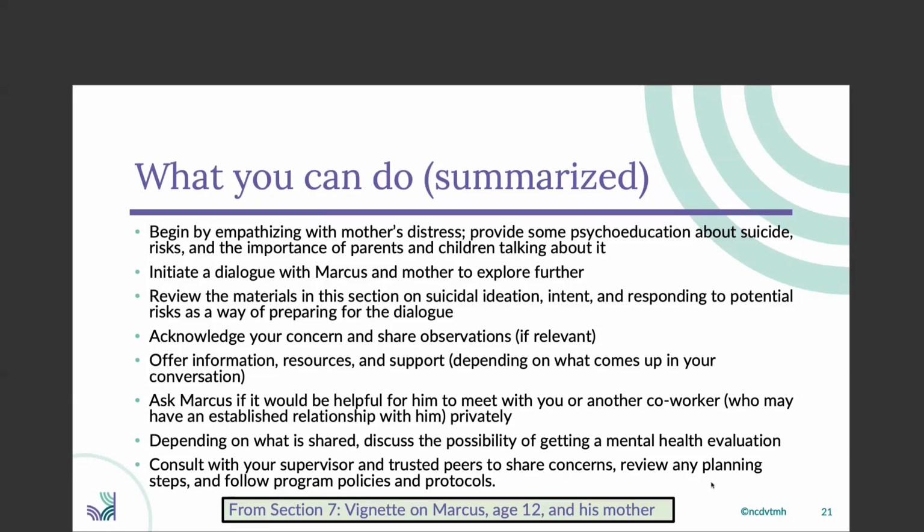And by the way, in this section, I just want to digress for a minute. We do distinguish between self-harm and suicidal ideation and intent, because they're very different. And so I just wanted to note that.